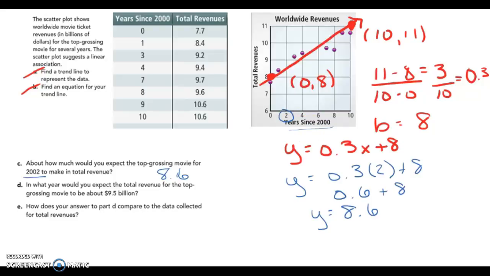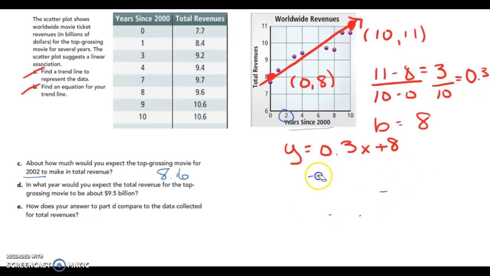Okay, my next equation, for letter D, it says, what year would you expect the total revenue for the top grossing movie to be about 9.5? So as I'm looking at that, I want to know when the revenue is going to be 9.5 million. When I'm looking up here, my total revenue is my y-axis. So I'm going to replace the y with a 9.5. So I want to know, when will y equal 9.5?